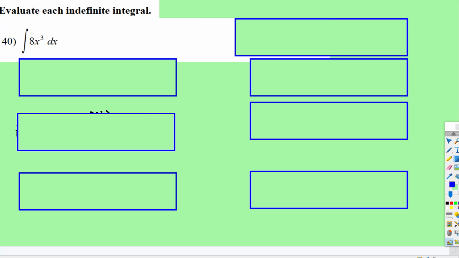All right, now we're going to use the power rule to find the antiderivative of this integral. So we're working on the integral process, but for right now, we're not really finding the full integral. We're just finding the antiderivative of this right here.